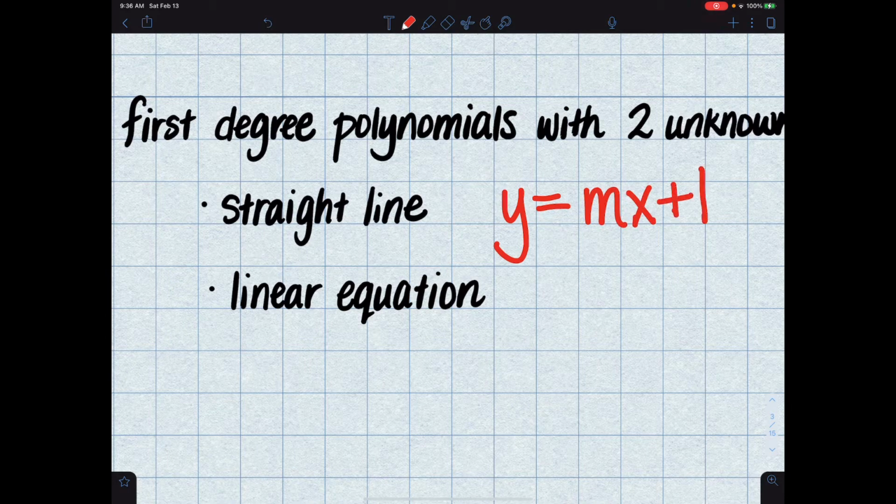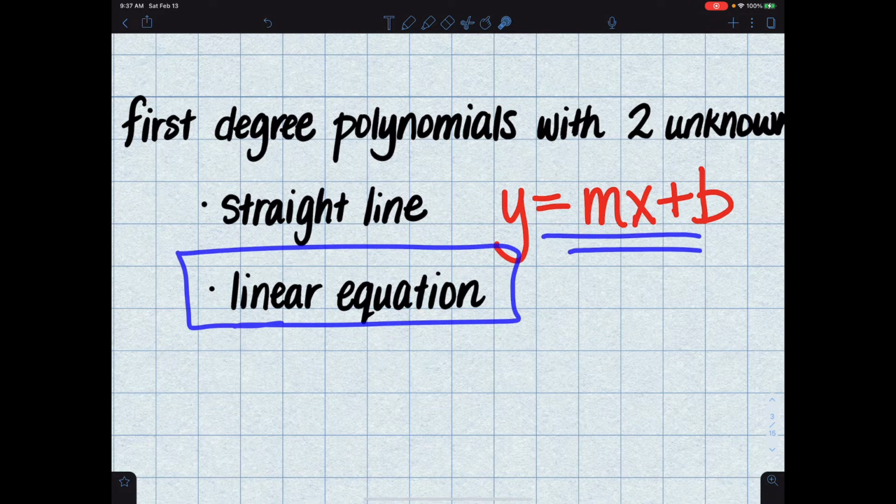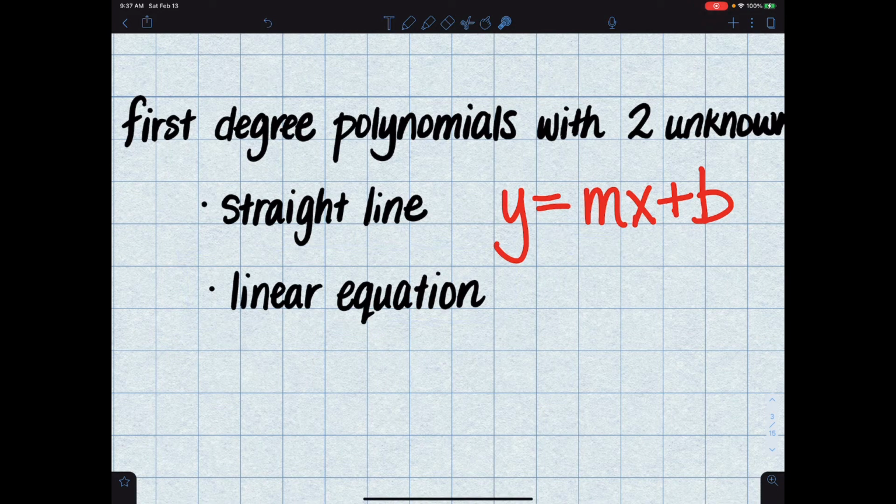Y equals mx plus b, right? And when you have an equation that looks like this, it's a first degree polynomial because you've got a 1 here and you've got a 1 here on these variables. And you know that you're going to end up with a straight line. And you can graph that line based on the slope and the y-intercept, right? So these are called linear equations when it's just a first degree polynomial like that with two unknowns.